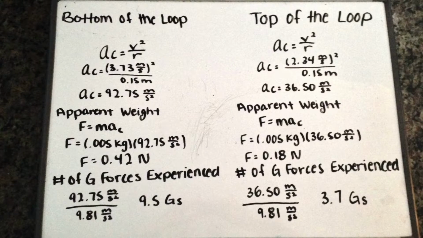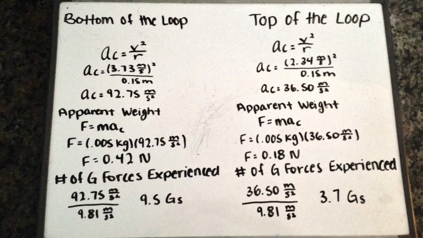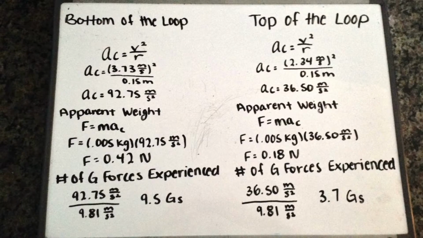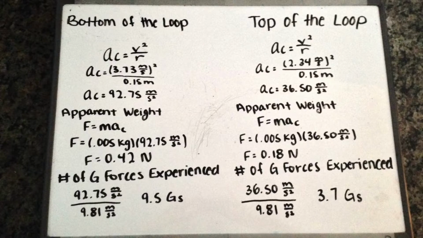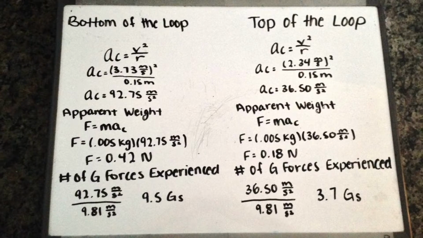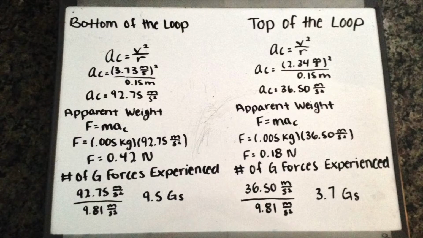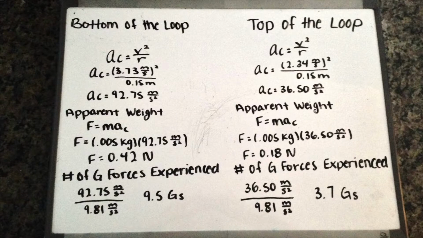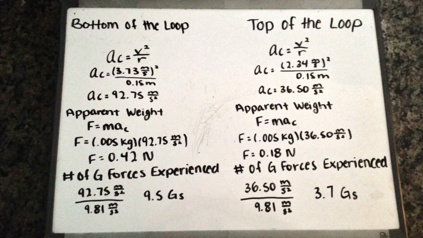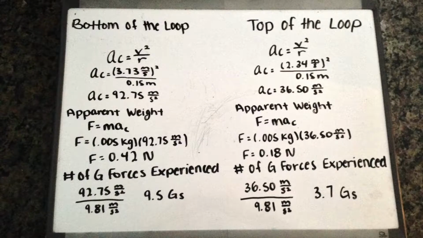To find the apparent weight at the top of the loop, we go through the same process, finding centripetal acceleration to be 36.5 meters per second squared, plug that into F equals ma, and we get an apparent weight of 0.18 newtons. When we find how many g-forces that is, we would divide 36.5 meters per second squared by 9.81 meters per second squared, which gives us 3.7 Gs.